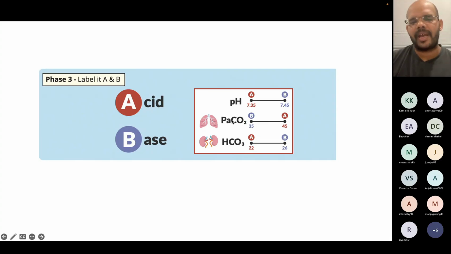If it is less than 35, it is base, that is alkaline. If it is more than 45, it is acidic. Then bicarb, if it is less than 22, acidic, and if it is more than 26, base, alkaline. So you have to mark your chart like this. You can make a zigzag like this: A, B, B, B. You got it? Did you understand this? Everybody? Yes, sir.